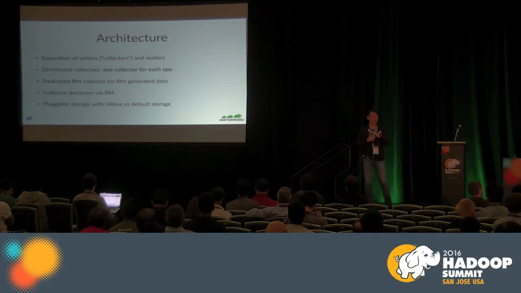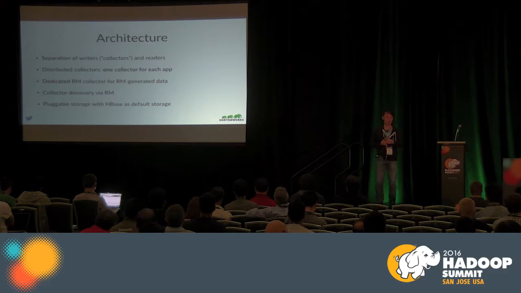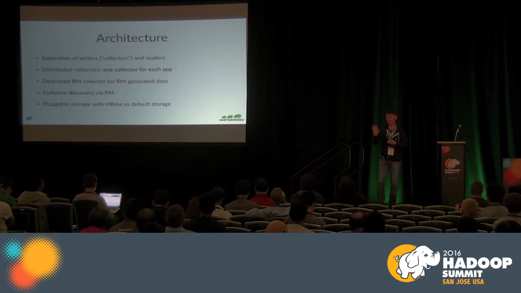And then the second point is, for the writer, we actually call them collectors in V2. We adopted a distributed collector architecture. And this is probably one of the more important points. Instead of having a single collector that handles all the write volume, we now have a number of collectors that are serving the writes.